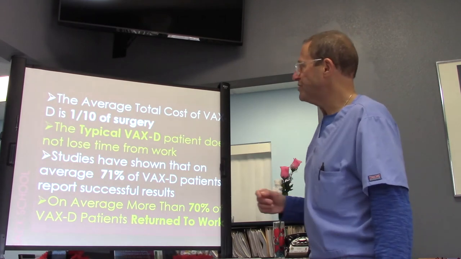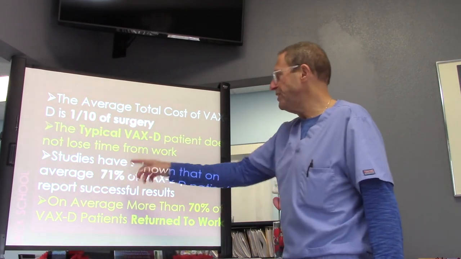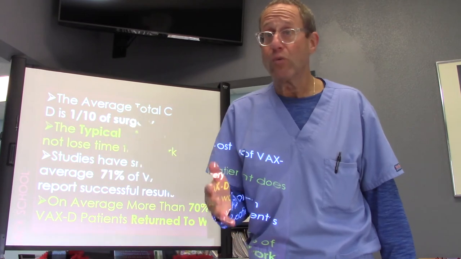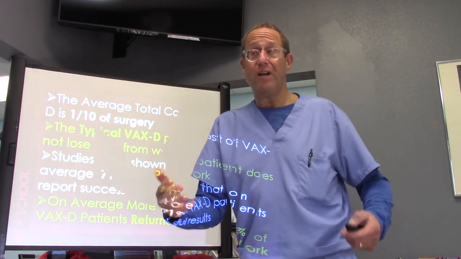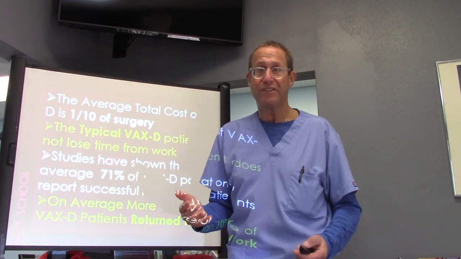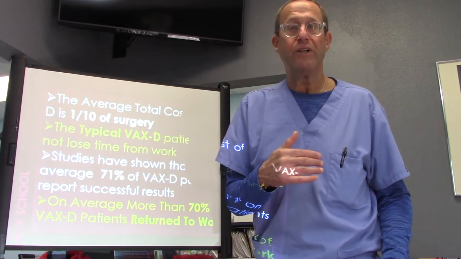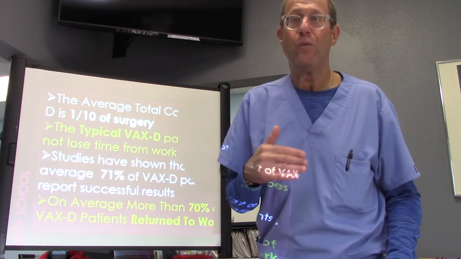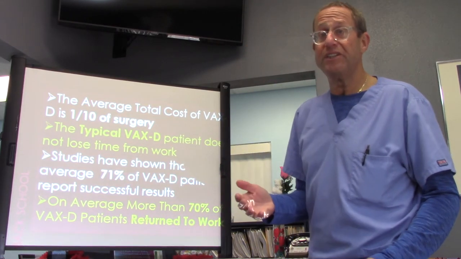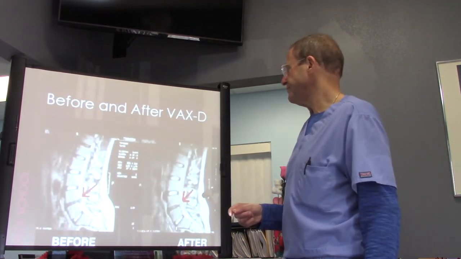The average total cost of VAX-D is about 1/10 the cost of surgery. Patient doesn't lose time from work in most cases, and it has a 71% success rate. 71% is great compared to risks of other types of treatments. It means that 7 out of 10 people get better with VAX-D. Yes, there are 29% who don't get better, but at least that 29% don't get worse. As in other types of treatments, specifically surgery, there's a decent chance that they get worse. On average, more than 70% return to work.